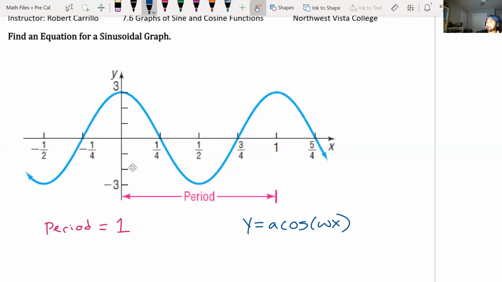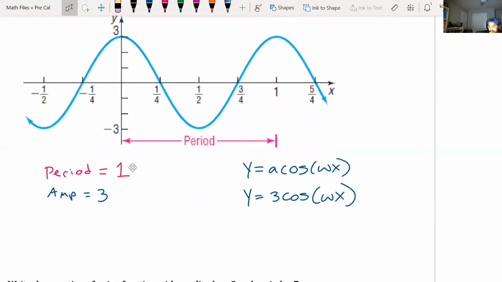Well, A is easy. A is the amplitude. What is the amplitude of this graph shown? 3. It goes up 3, it goes down 3. So we have y equals 3 cosine omega x. So 3 what? Amplitude in a graph, not an equation, is just the value from 0 to the highest point or 0 to the lowest point. How high the graph goes, how low the graph goes.